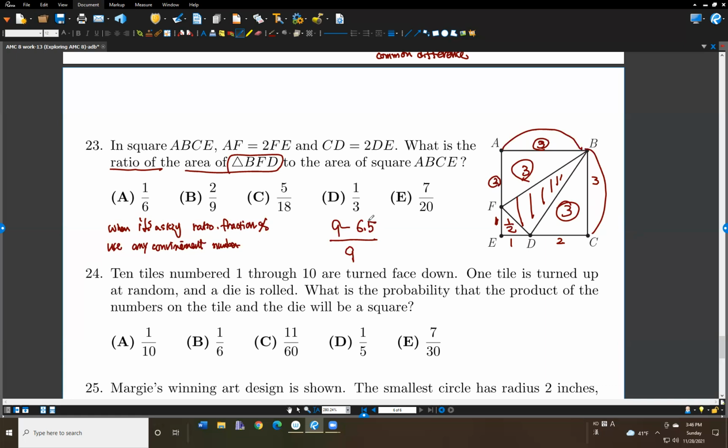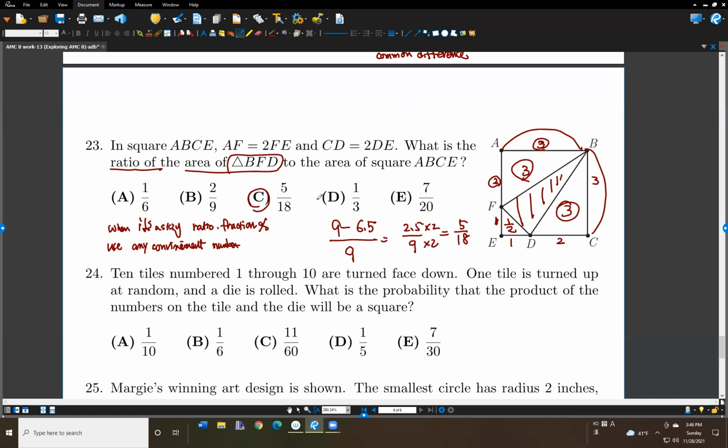Okay, the rest of them is what? The area of right triangle BFD. So this one is 2.5 over 9. Okay, so where is it? This is equivalent, right? When you multiply by 2 and 2 integer, right? 5 over 18 is the answer.